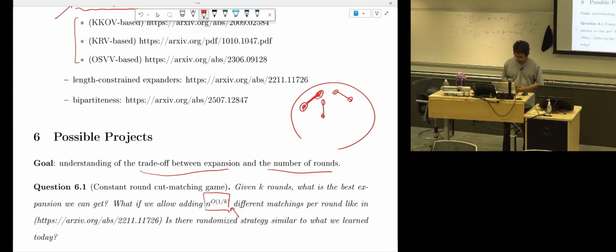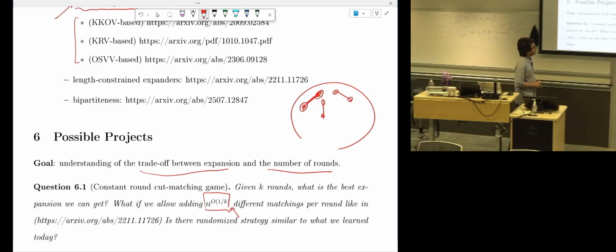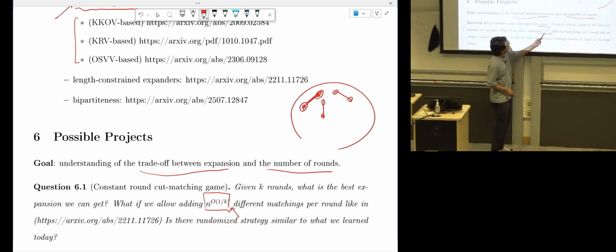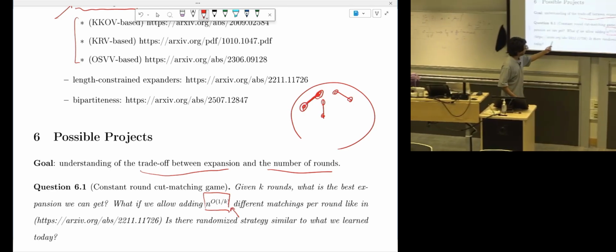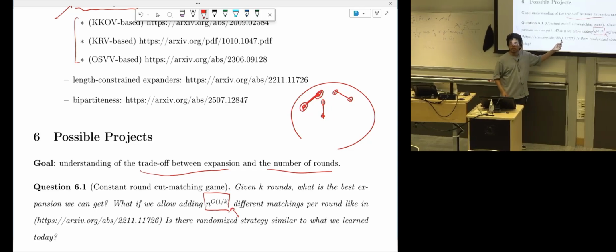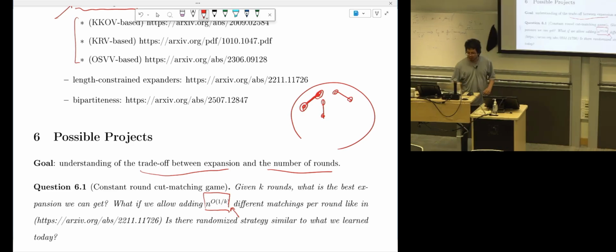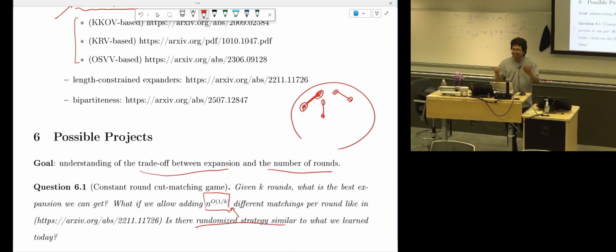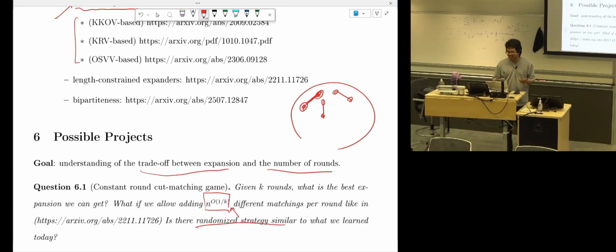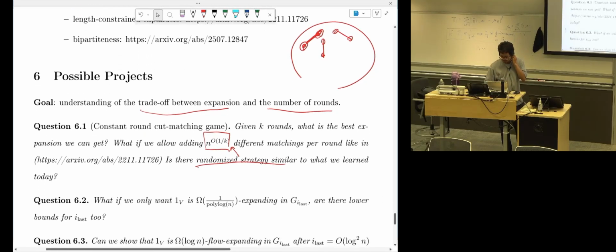If you allow this many different matchings per round, then this paper already proved that it works. But it's slow again, exponential time. Can we make it fast? Can we get some randomized strategy like what we learned and make this fast? That's a good question.